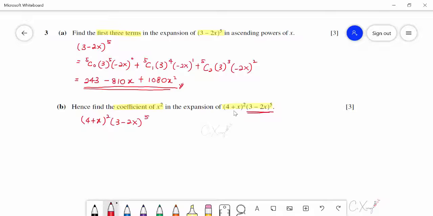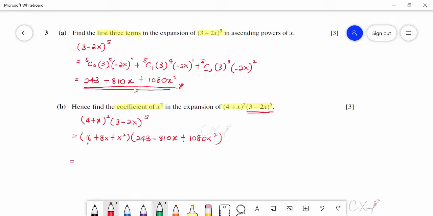Okay, so first I will expand 4 plus x squared. If I expand it, I will have 16 plus 8x plus x squared. Then for the bracket at the back, I will substitute the expansion that we got just now in part number A, which is 243 minus 810x plus 1080x squared. Okay, so we are going to focus on the coefficient of x squared.